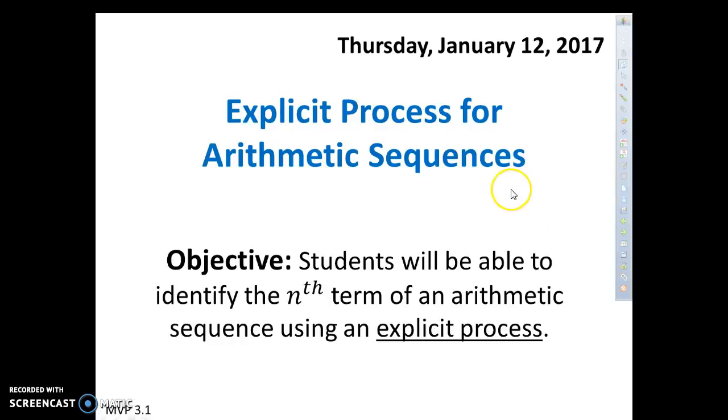Hello, in this video we are going to talk about the explicit process for arithmetic sequences. Our objective is students will be able to identify the nth term of an arithmetic sequence using an explicit process. Please remember to write down this objective in your notes.